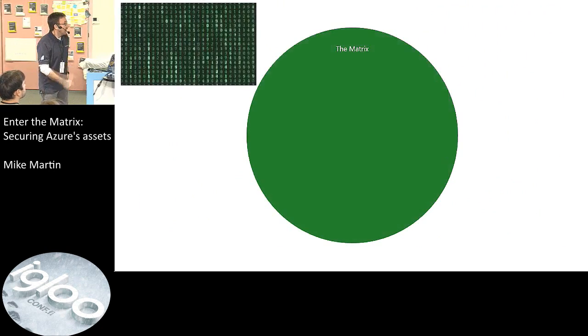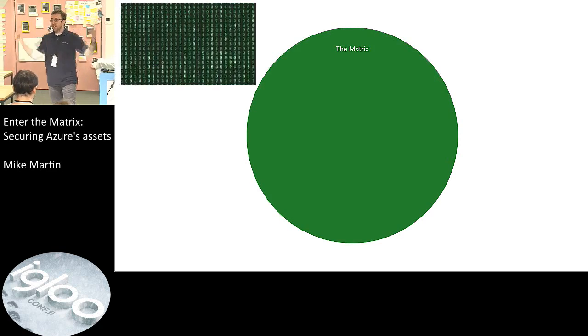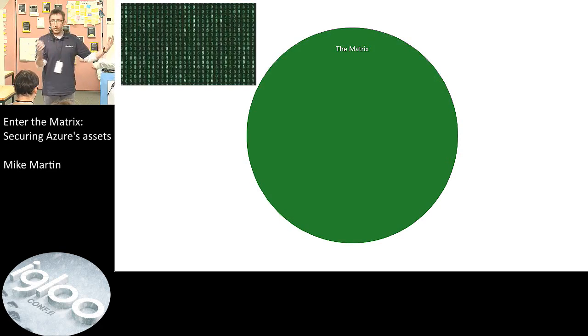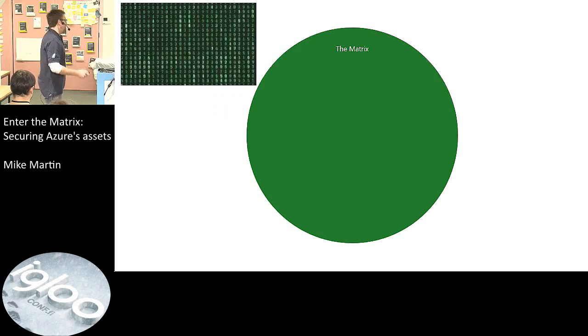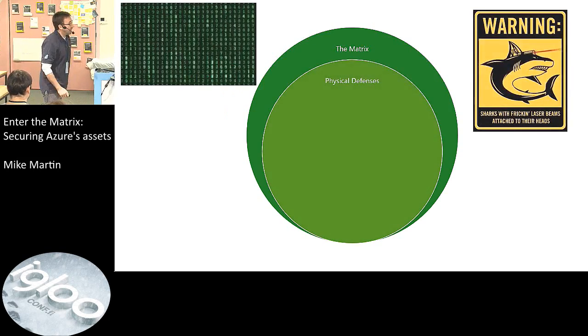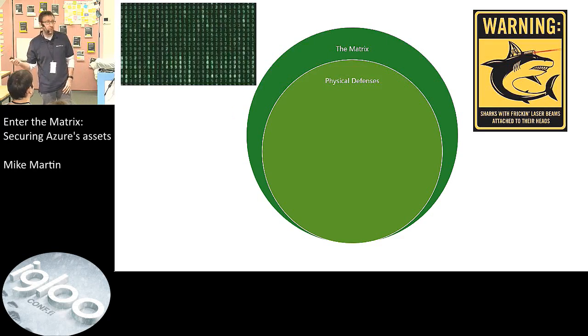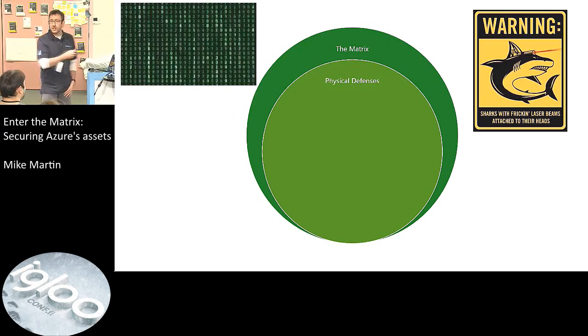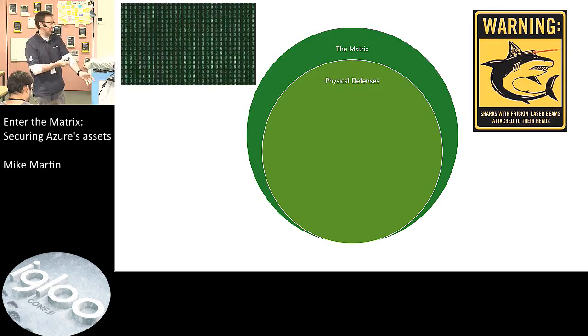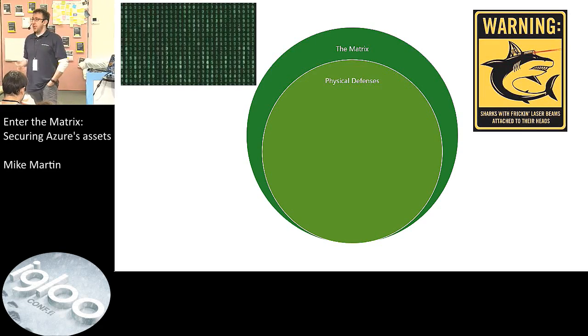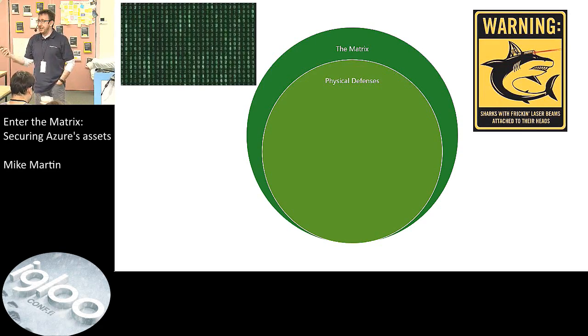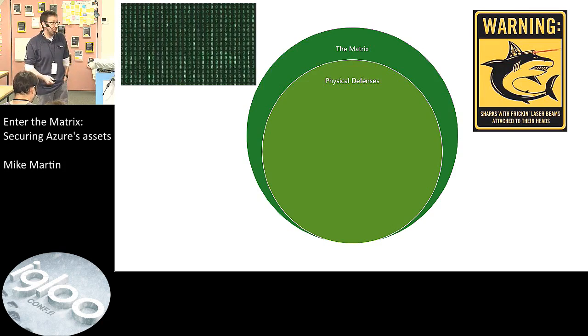Now, the matrix: the outside, the big bad world where attackers are coming from, and everything else. Inside we have the physical defenses. This is what I call the Azure security onion. This is something I invented myself. It's not an official term, but I think it's like an ogre thing. Layers, onions, right? It's an ogre thing. You know. Okay, too early?